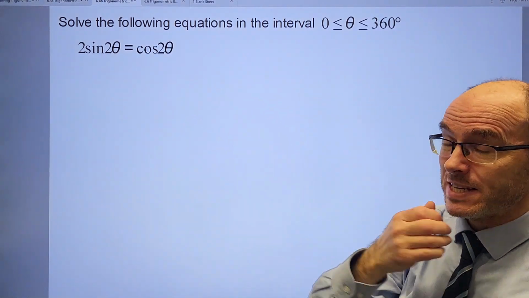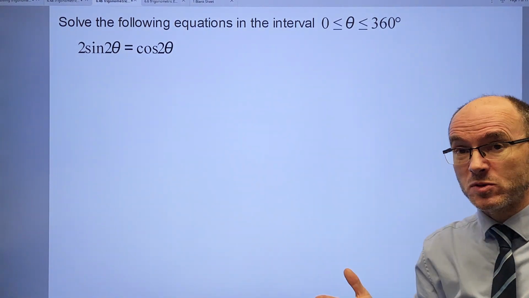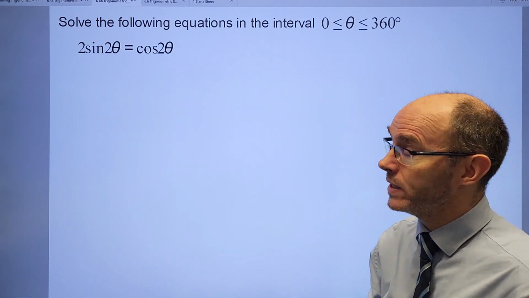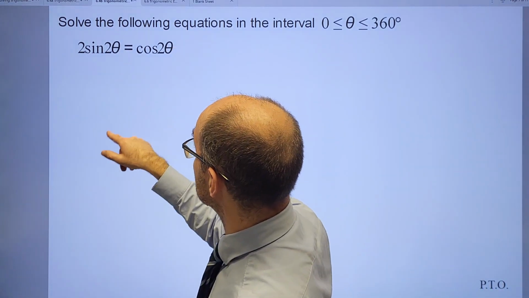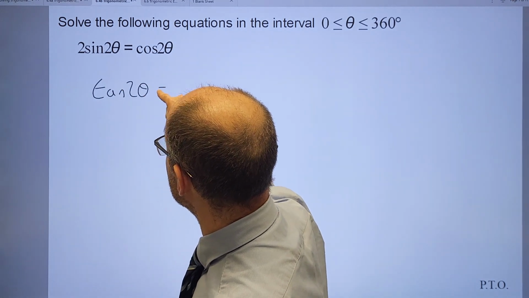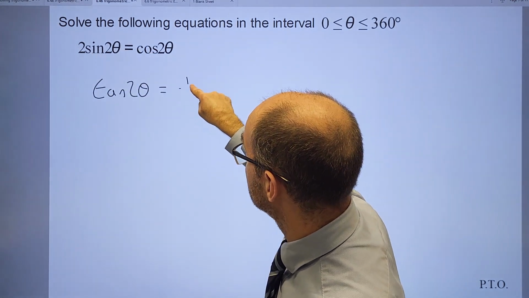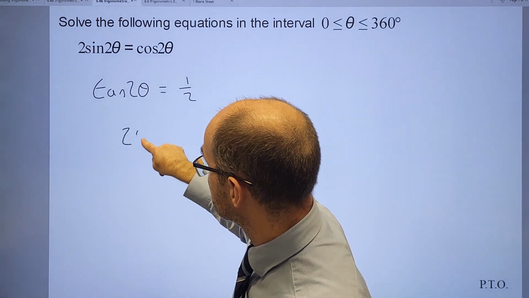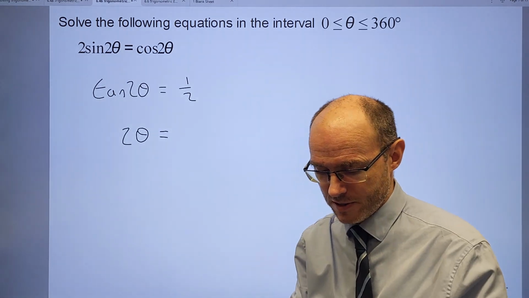Okay? This one's slightly different, of course, but I wanted to get an example using tan 2 theta. Of course, I've given it away. So if you divide both sides by cosine 2 theta, you get tan 2 theta, and if you put the 2 over there, you get 1/2. Now we're ready to go. So inverse tan of 1/2, just do that.